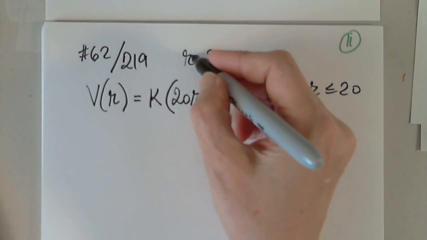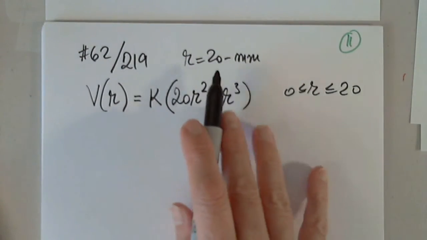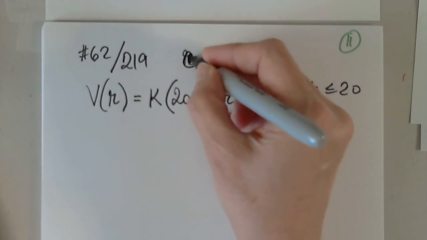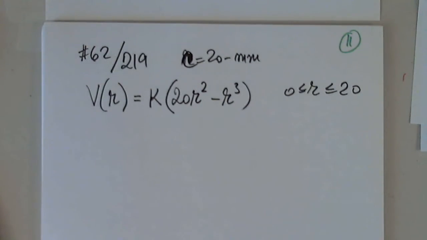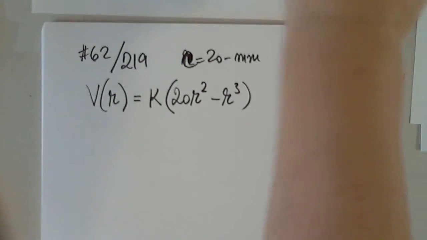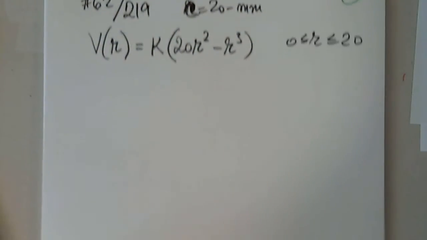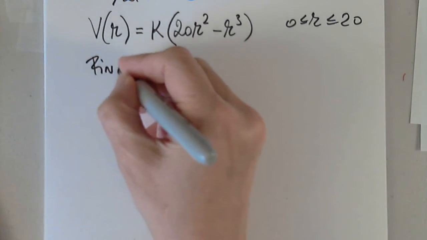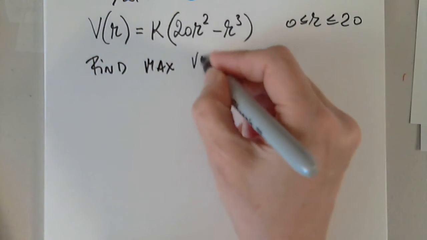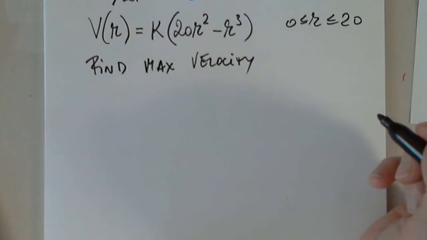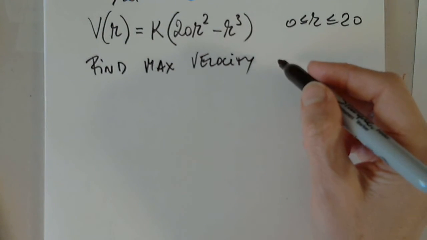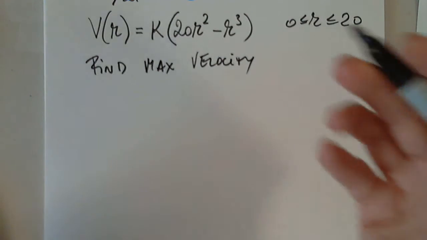I'm going to change this into a different notation because I don't want you to get confused. This is the windpipe. This is the radius. Okay. K is a positive constant. For what size object is the maximum velocity required to remove the object? So, in other words, the problem is really asking us to find max velocity. And then I will know the size.